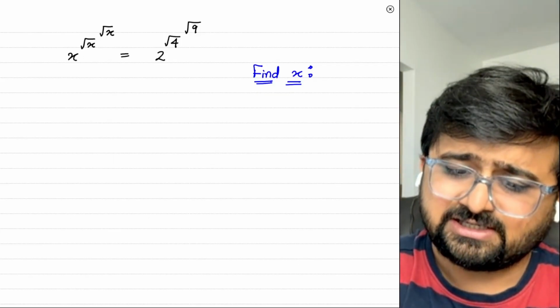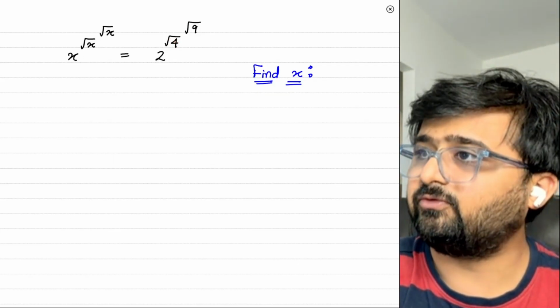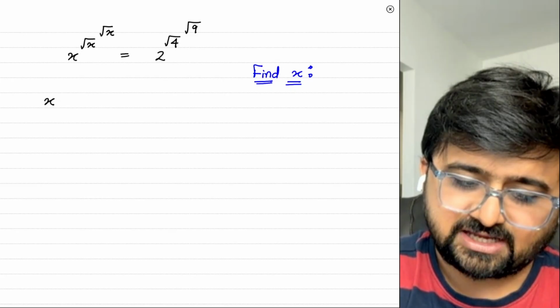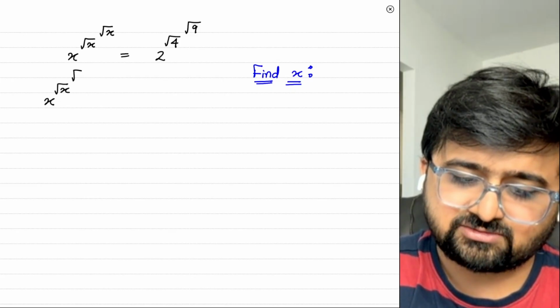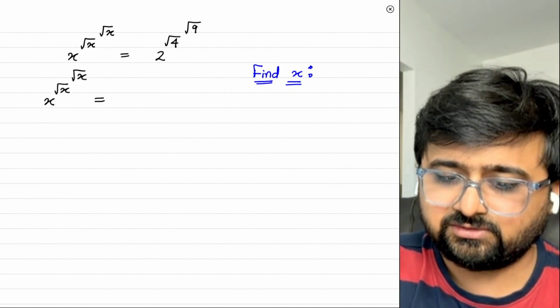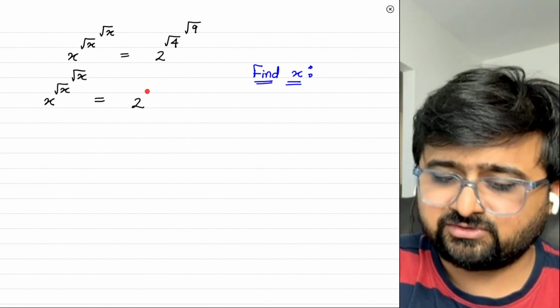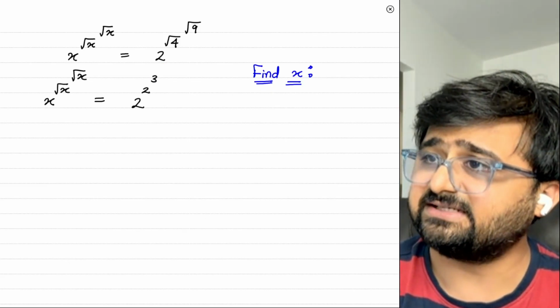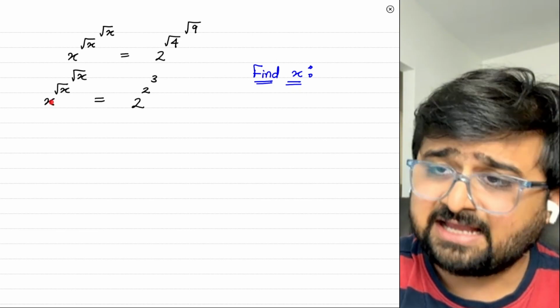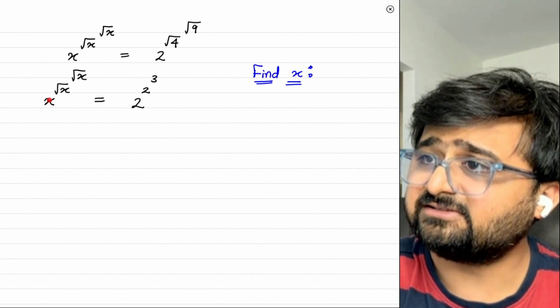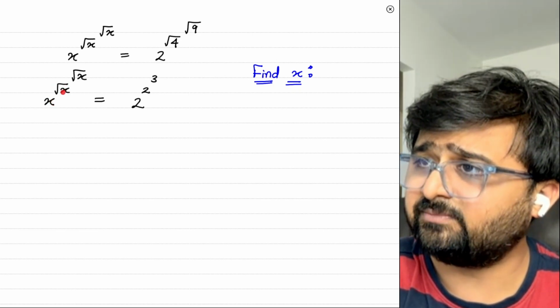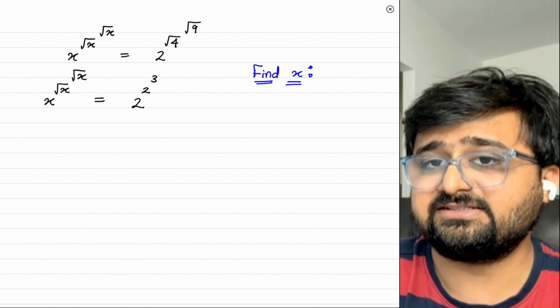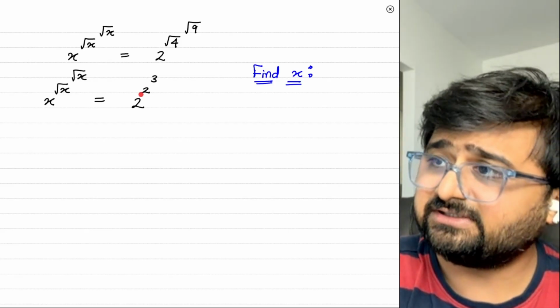To begin with, let's just write the values of root 4 and root 9. Okay, so we have x to the power root x to the power root x is equal to 2 to the power, now this is 2, and to the power 3. Okay, I hope that makes sense. Now remember that as you see here, there is x, and the square root of x is in the power, and in that power again there is square root of x. We'll try to convert this in a similar way.